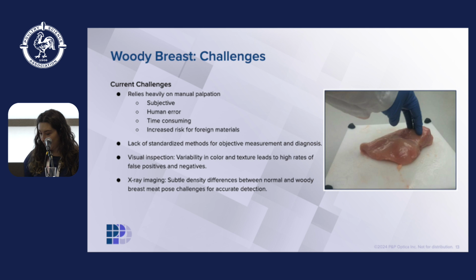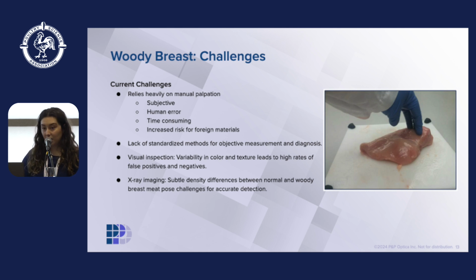Currently, detecting woody breast relies heavily on manual methods, such as palpating the breast to assess hardness. The severity of woody breast is graded based on these tactile assessments. This gives way for human error, it's time-consuming, can result in uninspected chickens going out to the consumer, and even increases the risk of foreign material with all of the additional manual manipulation. While previous studies have characterized woody breast based on pH, color, texture, and changes after cooking, there is currently no standardized method for objectively measuring woody breast.